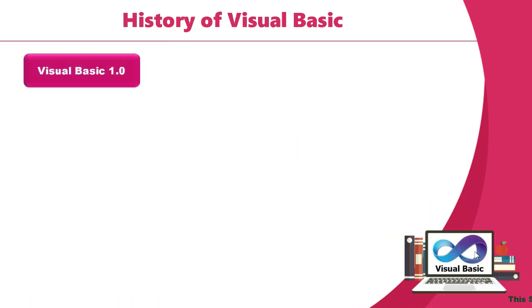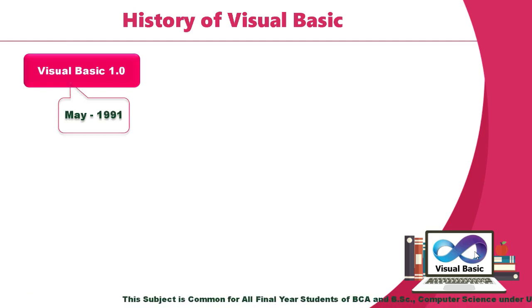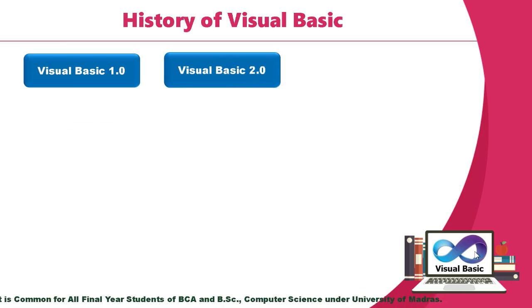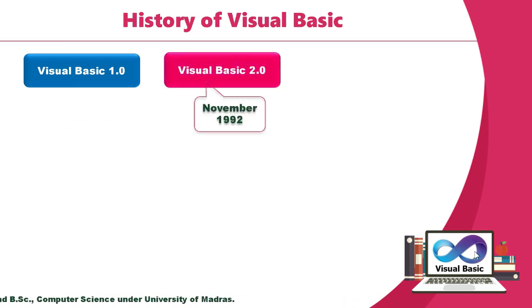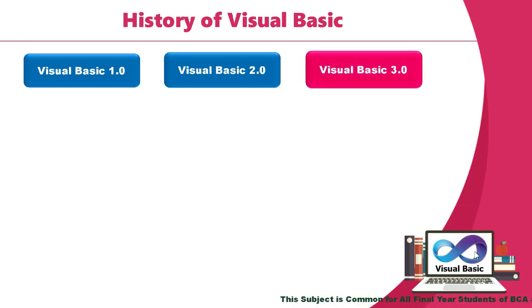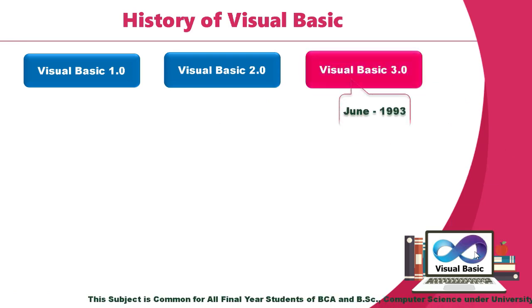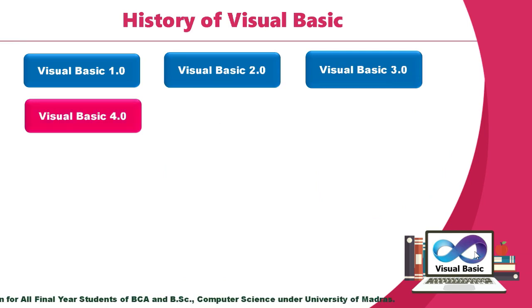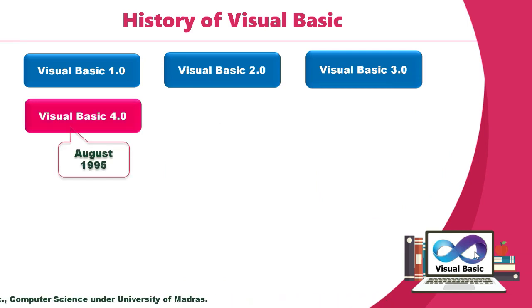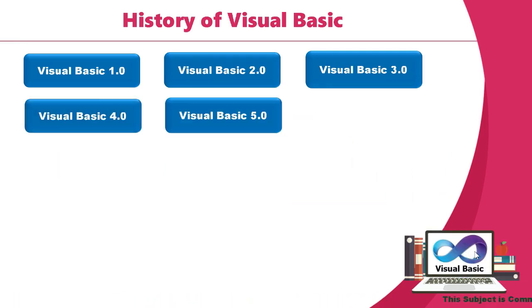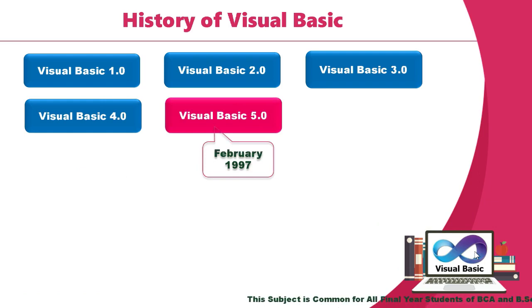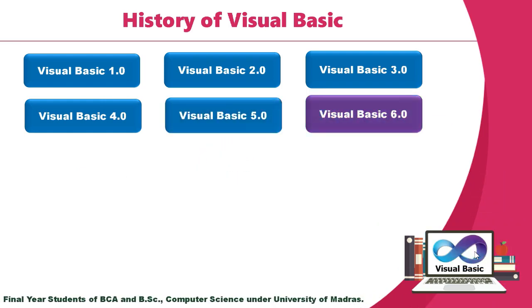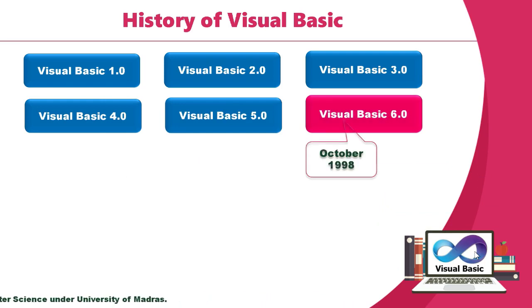The first version, Visual Basic 1.0, was released in May 1991. Version 2.0 was released in November 1992. Version 3.0 was released in June 1993. Version 4.0 was released in August 1995. Version 5.0 was released in February 1997. Visual Basic 6.0 was released in October 1998.